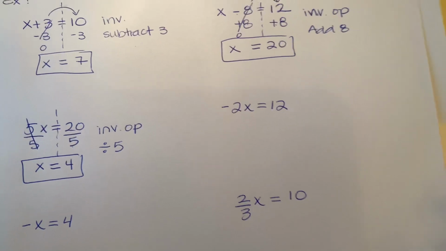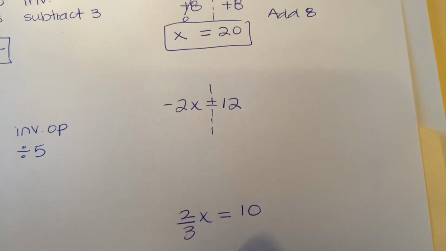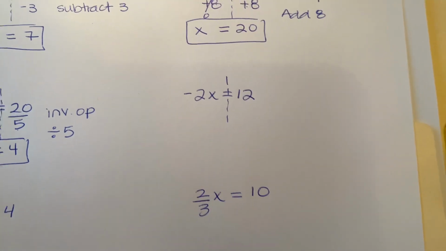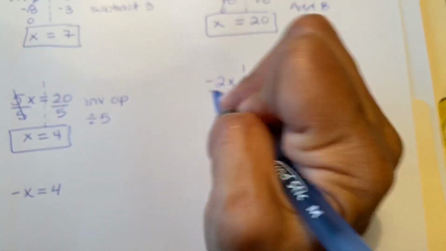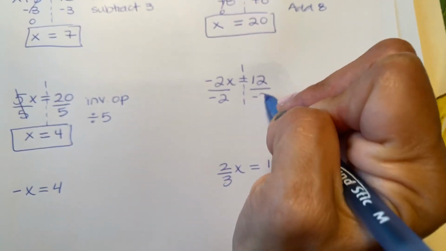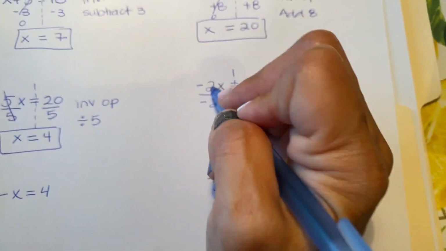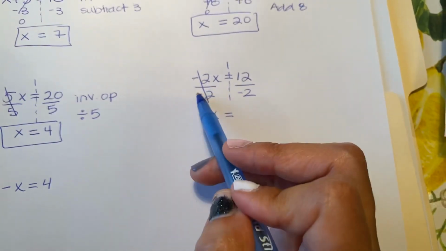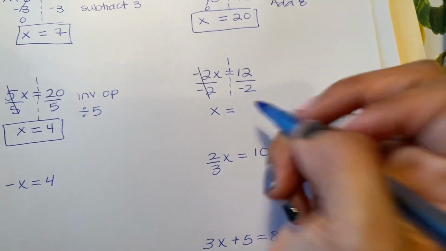Okay, next, same here. Where's your equal sign? You have to know where your equal sign is. So I've got negative 2x on the left, and I have 12 on the right. So I want x by itself. So I'm going to divide by the negative 2. Remember, do not take the x with you, just the 2. And so negative 2 divided by negative 2 is positive 1, right? A negative divided by a negative is positive. And what is 12 divided by negative 2?